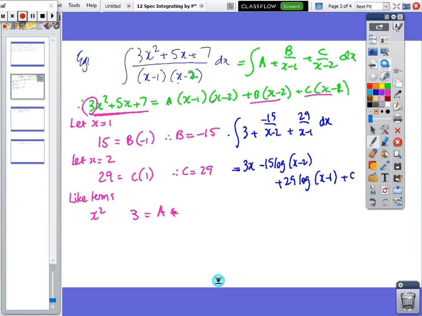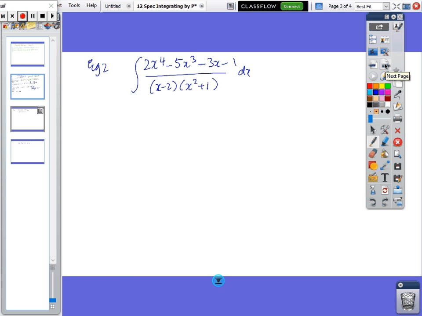Come across when you're ready. Okay, so next one is a little bit harder. We've got x cubed on the bottom, x to the 4 on the top. So when x cubed goes into x to the 4, we're going to have an x left over, and once you've got an x left over, there could be a whole number. So when we set it up this time, we have to allow for the fact that we've definitely got an x, and there could be a whole number b, and then we've got c over x minus 2.